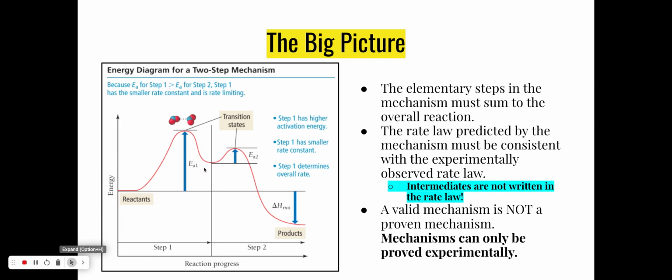So we can use energy diagrams and we can compare the energy of activation between transition states to determine the rate determining step. So, in summary, the elementary steps in a mechanism must sum to the overall reaction. The rate law predicted by a mechanism must be consistent with the experimentally observed rate law. Intermediates are not written in a rate law. A valid mechanism is not a proven mechanism. Mechanisms can only be proven experimentally.